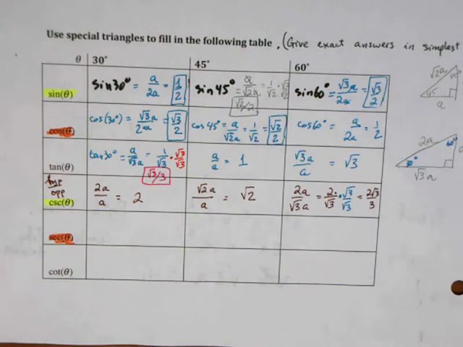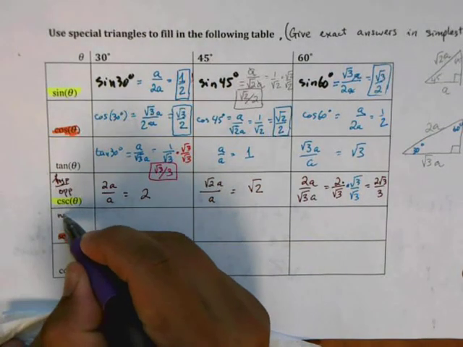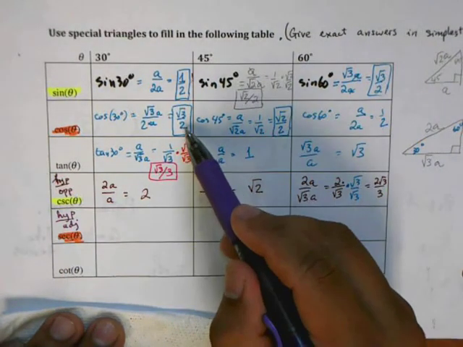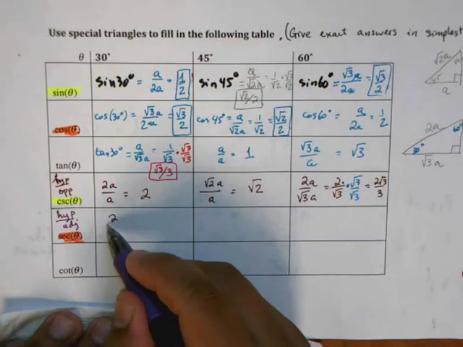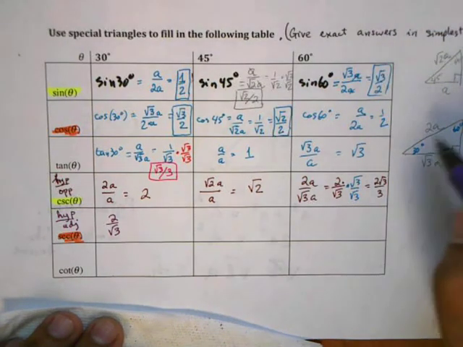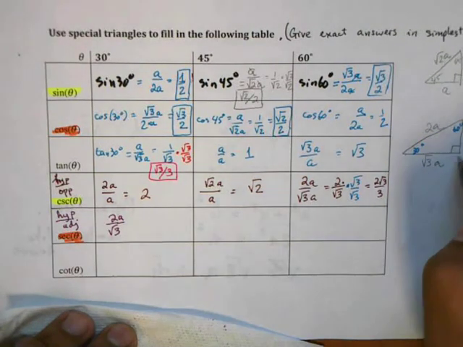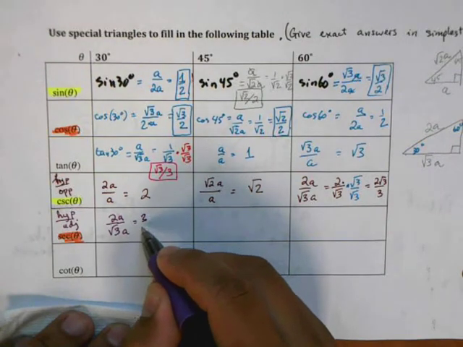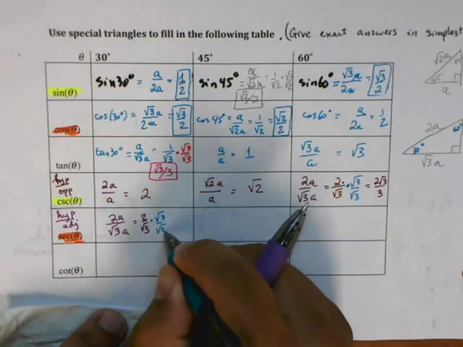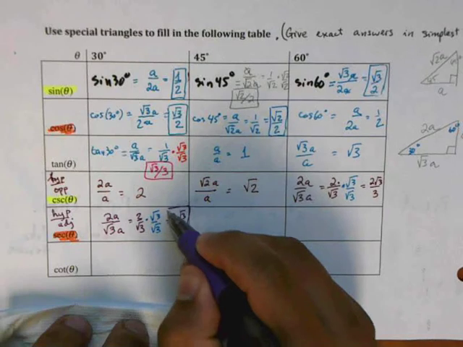Let me switch my marker here to a different color. So secant is hypotenuse over adjacent. I can look at the picture, or I can also just take the cosine here and flip it. So this is 2 over square root of 3. To see why, this is the hypotenuse of 30 degrees, that's 2a, and the adjacent side is square root of 3a, which reduces down to 2 over square root of 3. I have to rationalize this denominator, so I multiply the top and the bottom by square root of 3, and that gives me 2 square root of 3 over 3.